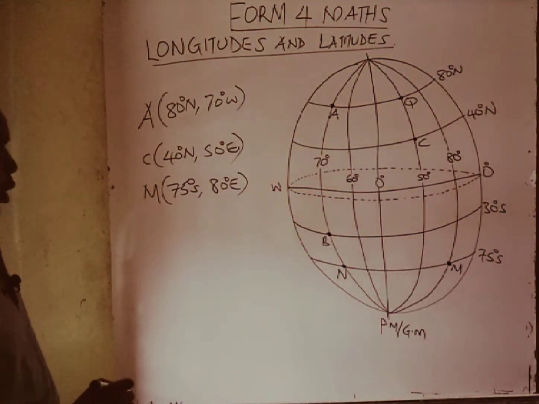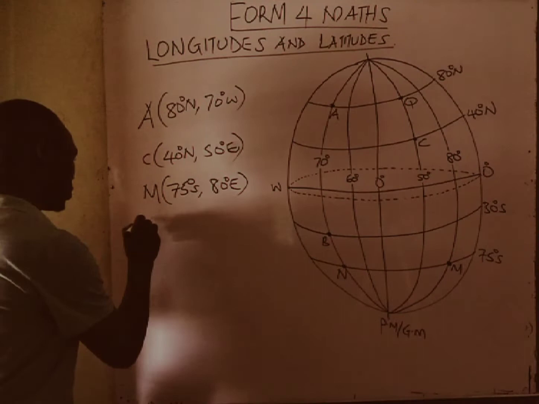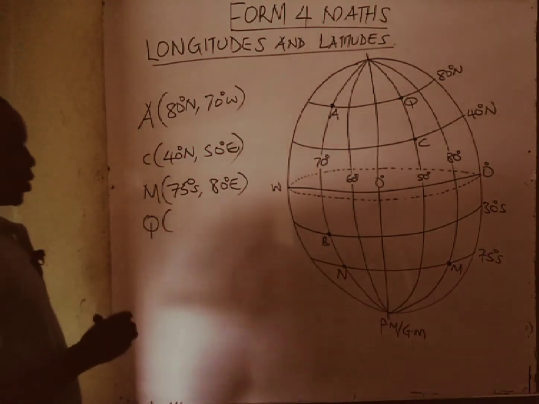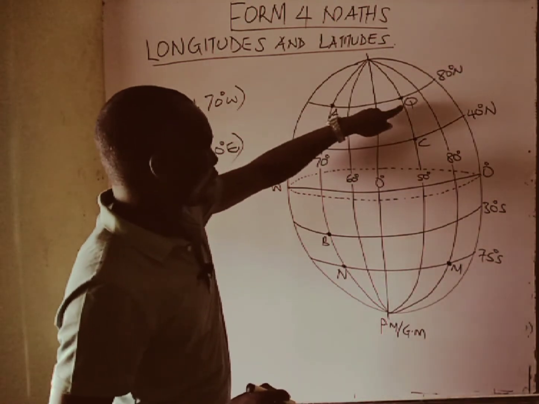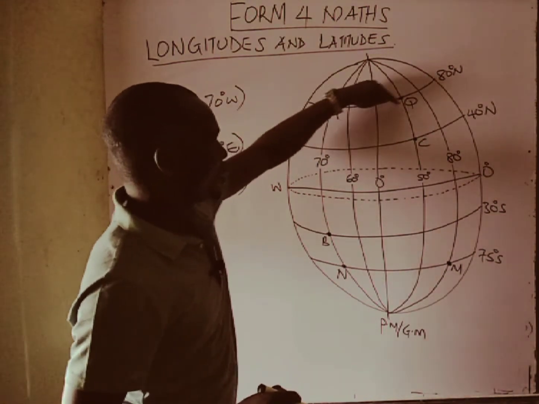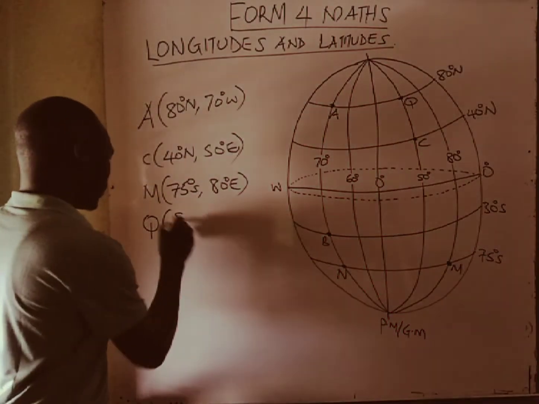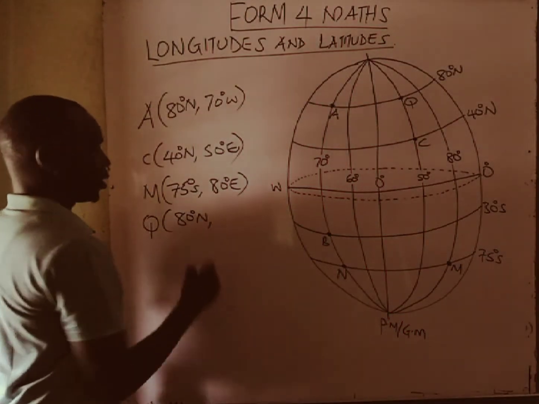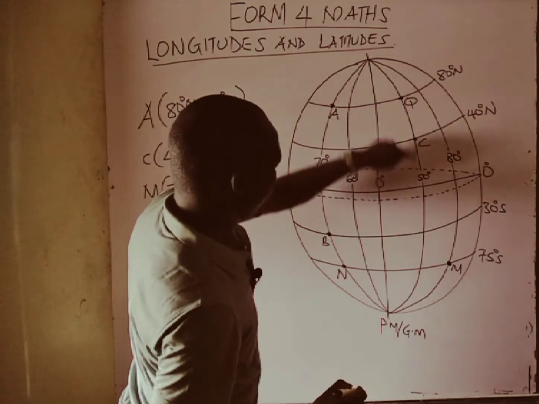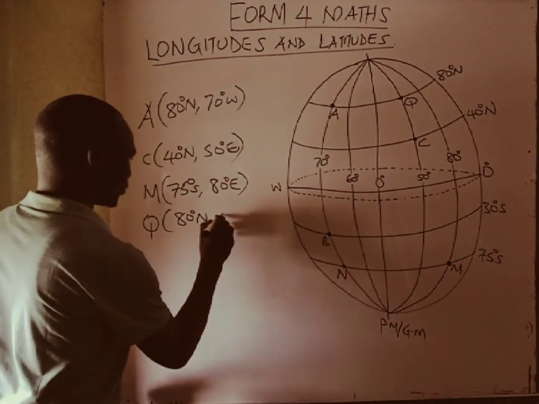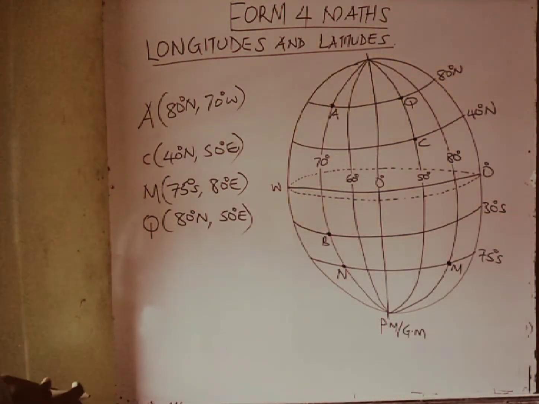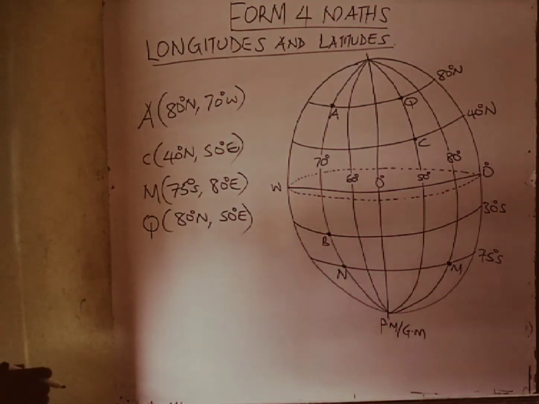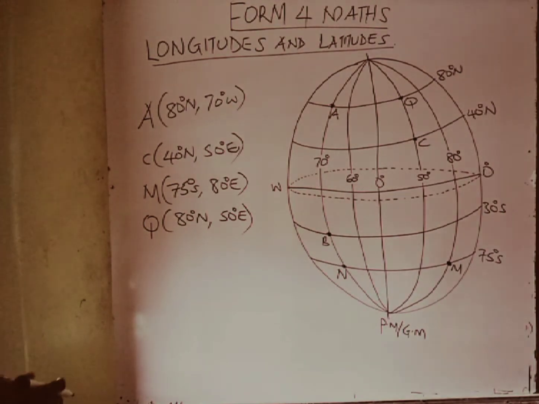Let me try to locate, for example, a point like Q. If you are, for example, told to identify the position of Q, first we look at the latitude. Q is 80 degrees north, but 50 degrees east. So it is very, very simple for one to identify the position of a point by using longitudes and latitudes.